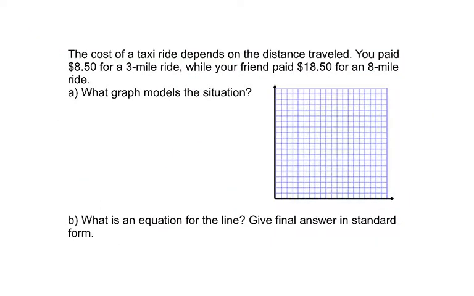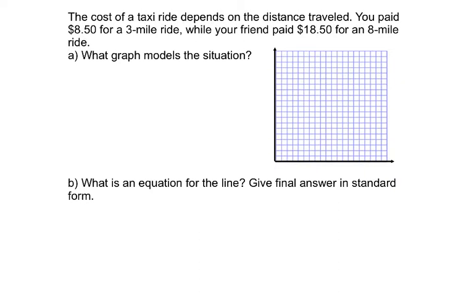All right, let's look at a second example. It says the cost of a taxi ride depends on the distance traveled. So cost is dependent on distance. It says you paid $8.50 for a 3-mile ride, while your friend paid $18.50 for an 8-mile ride. What graph models the situation? They have told us that cost depends on the distance we've traveled. So we're going to have our distance be our x-coordinate, and our cost is dependent on that x, so that is our y-coordinate. They're actually giving us two ordered pairs here, 2 points for our graph.